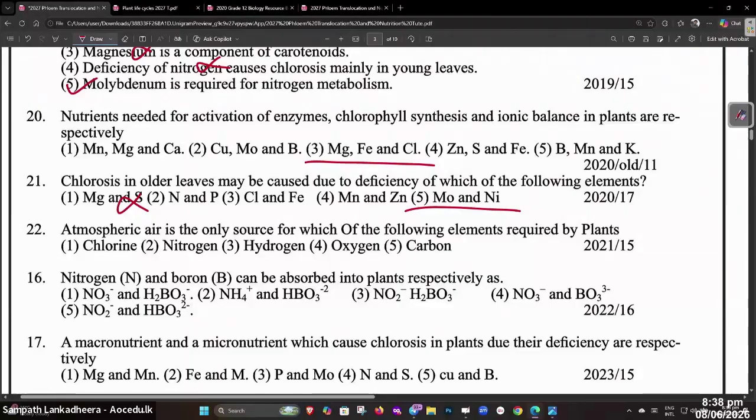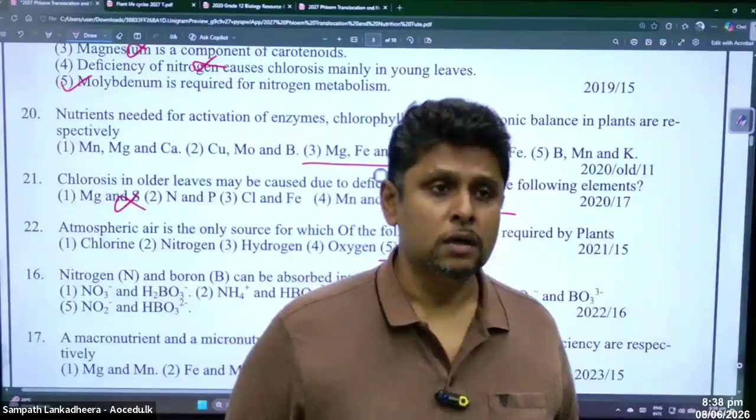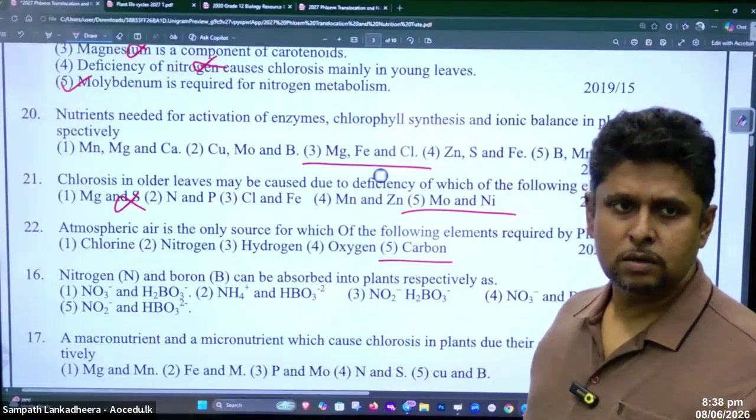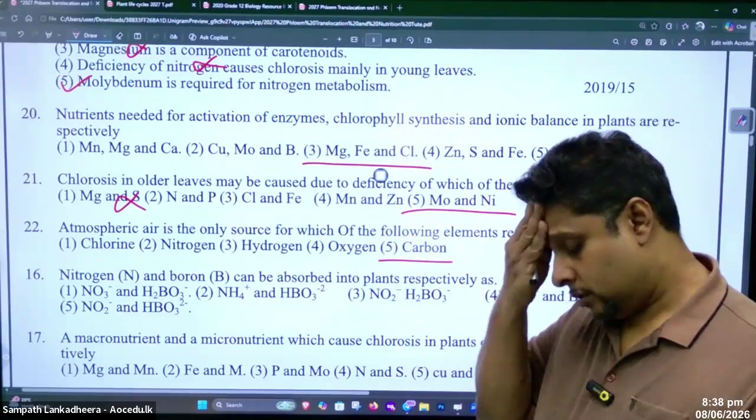Carbon is taken as carbon dioxide, so we'll take carbon. Oxygen is also taken as carbon dioxide, but oxygen can be taken from water also. You can think of oxygen as an answer too, but oxygen is taken from water.